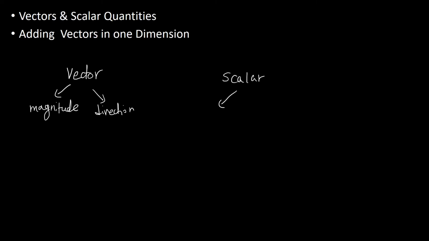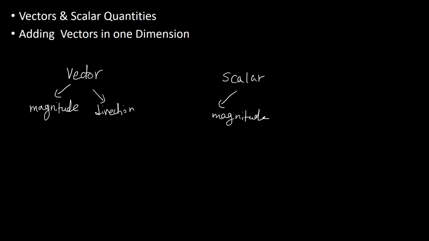So we have vector and scalar. When we talk about vector quantities, they have both magnitude and direction. But scalar quantities only have magnitude.